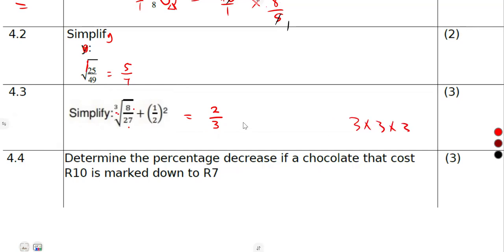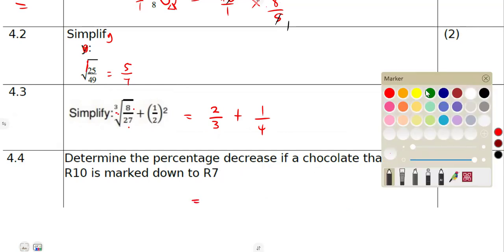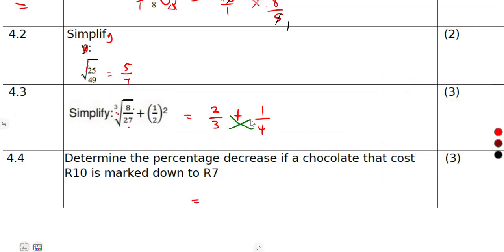All right? Plus 1 over 2 squared. You raise every number to the power of 2. Or it simply means 1 over 2 times 1 over 2. So 1 times 1, that's 1. 2 times 2, that's a 4. So many ways of doing this. So to add these, you must have same denominators. So simply swap the denominators. 4 multiplies here, 3 multiplies the other side.